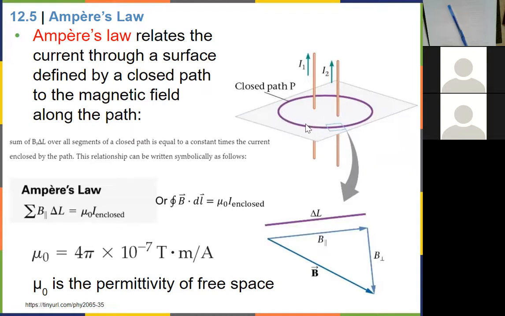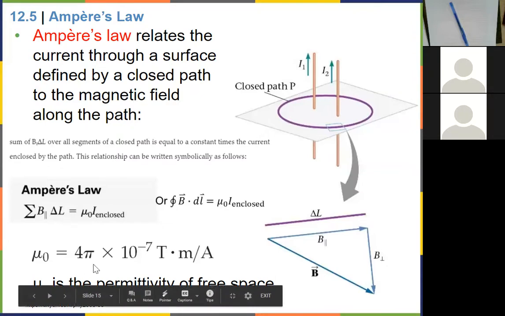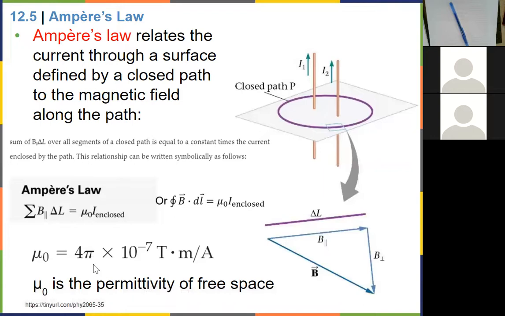Or if you're doing summation, then you divide the loop into small pieces. In that case it will be the same, so you replace integration with summation. And this mu naught again is a constant called the permeability of free space, not permittivity. Permittivity is referred to as epsilon naught. So this is mu naught.